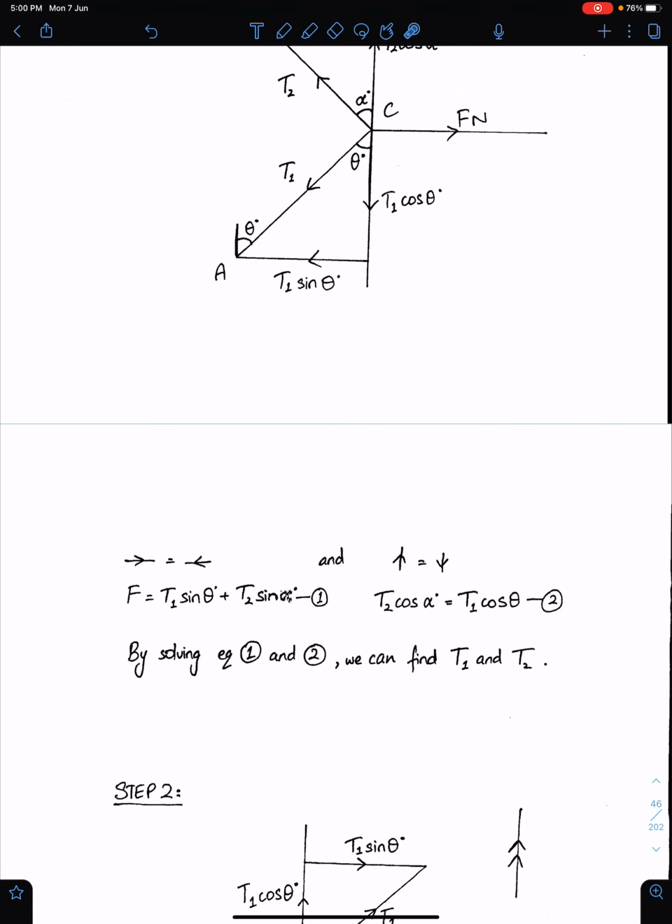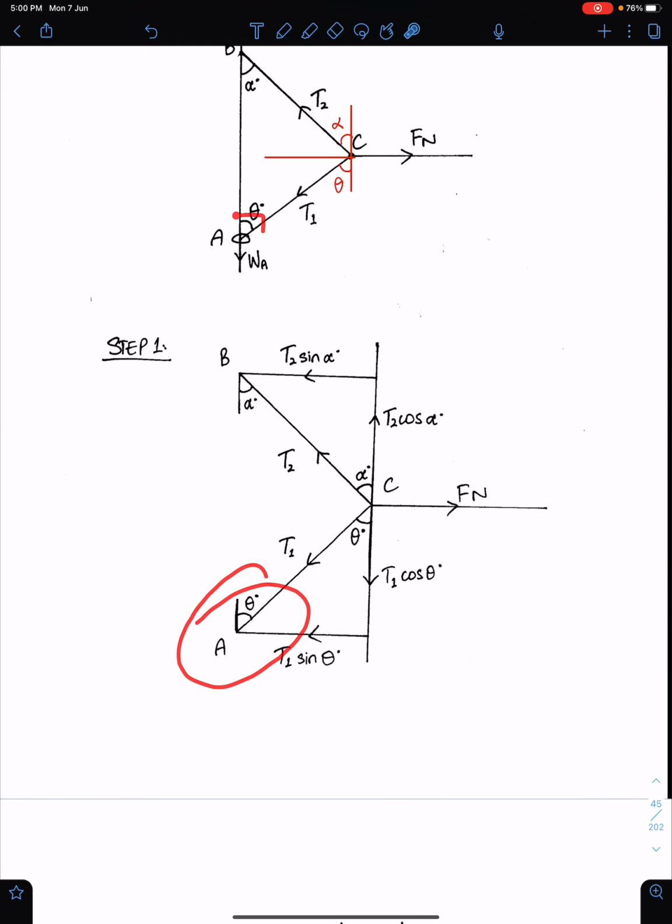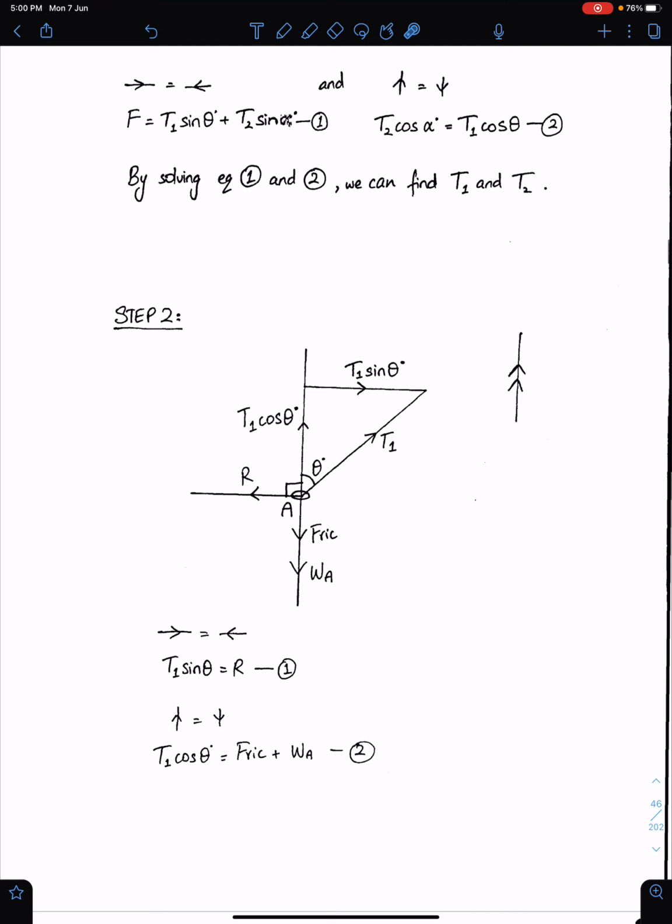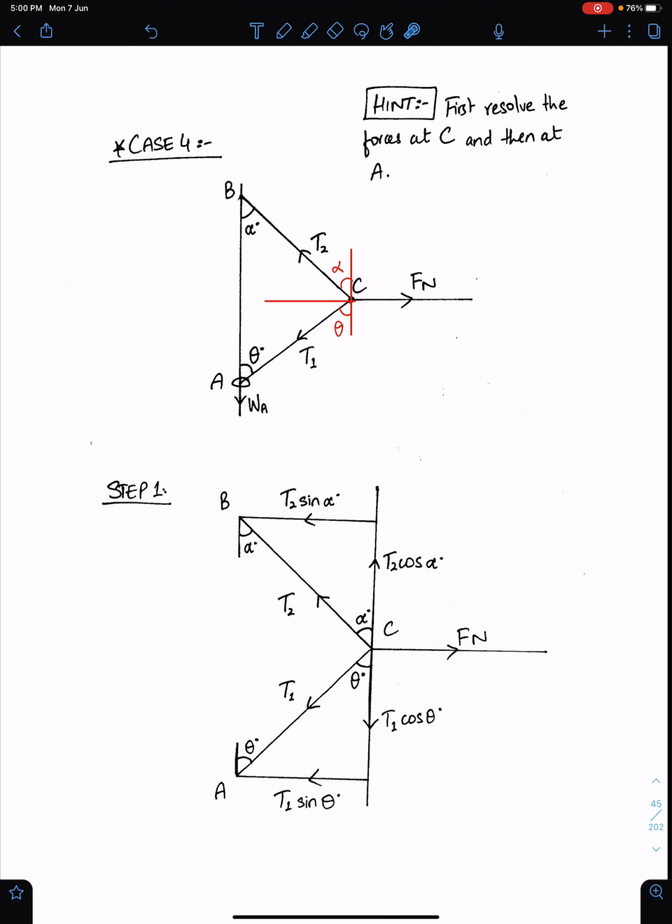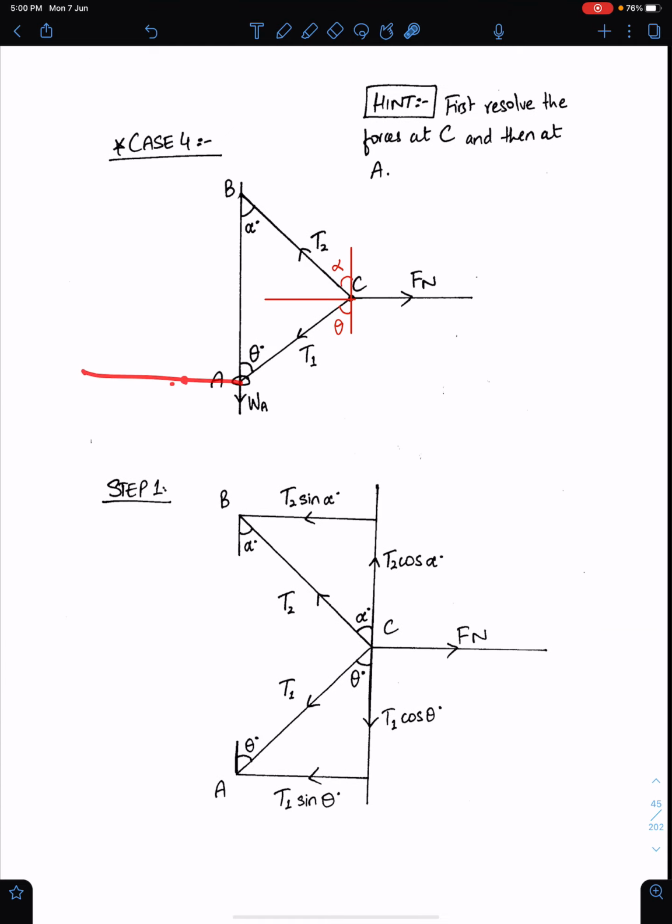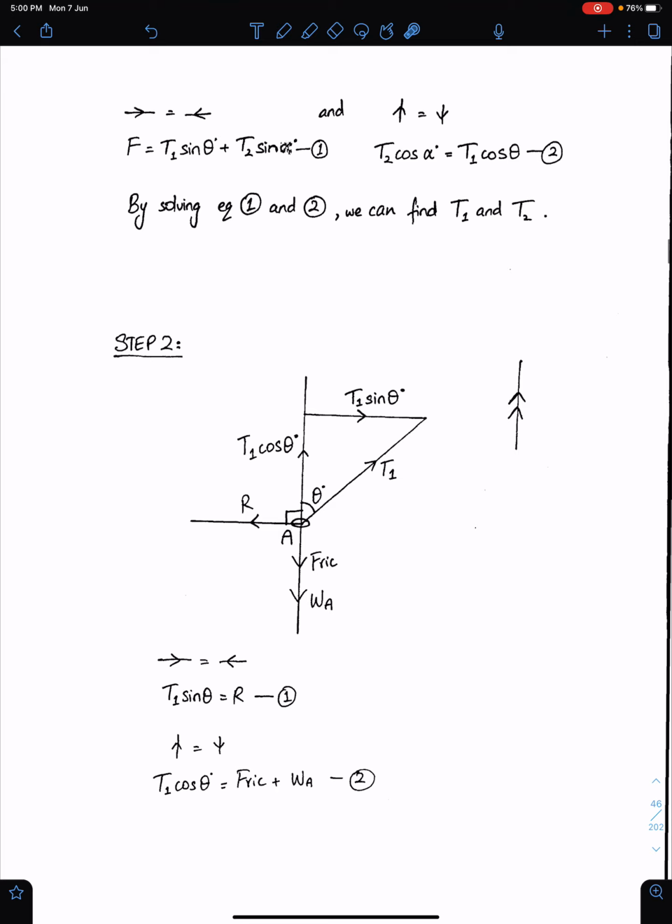Now step 2, resolve forces at A, at this point. So when you will resolve forces at this point, this is the normal reaction force. This ring is moving up the rod, so this is the frictional force, and this T1 will act in this direction, away from this point of resolving, which is here. See, this is the normal reaction force. This T1 has two components. This is T1 sin theta, whereas this one is T1 cos theta.